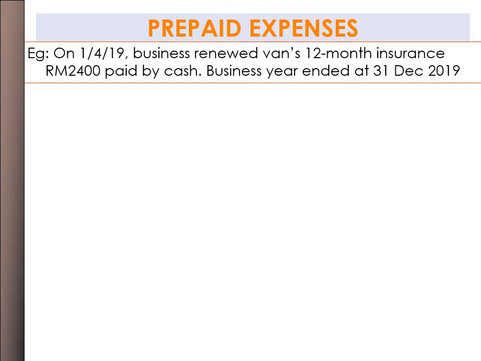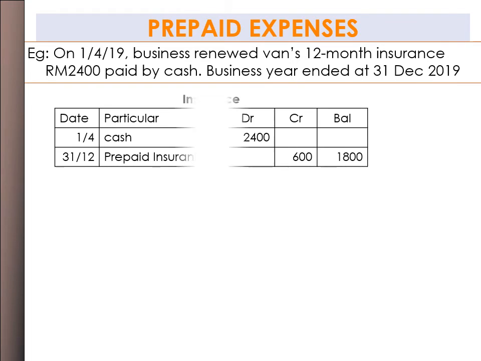When you say that you paid 2,400 by cash, you must divide by 12 months. So 9 months will be recorded for 2019, and another 3 months will be recorded in 2020. In your insurance account ledger, you can see that on the 1st of April you already paid 2,400 ringgit, but you need to adjust, showing that there is a prepaid insurance of 600, 3 months' payment in advance for the next year, for 2020.